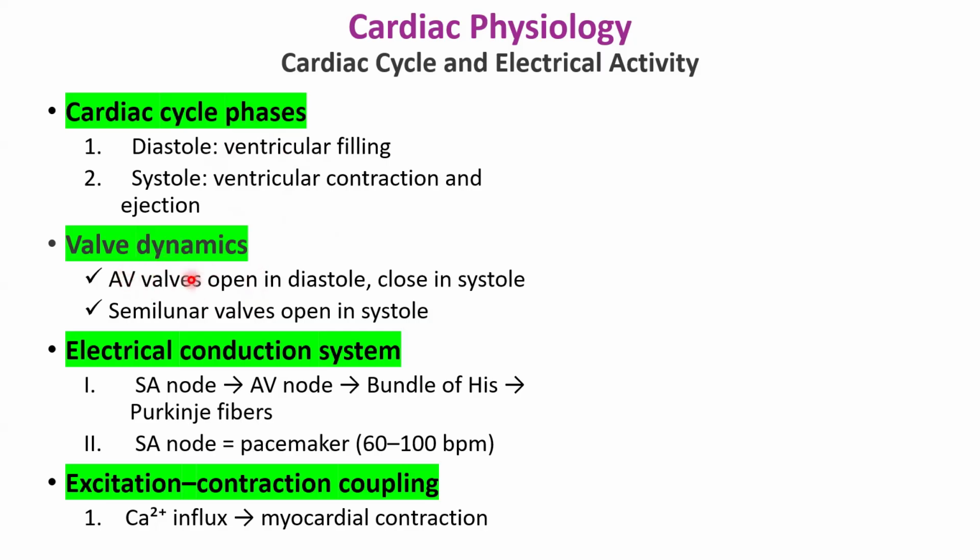So atrioventricular valves will open in diastole and close in systole, and then semilunar valves. Semilunar valves are the pulmonary and aortic valves, and they will open in systole because you want blood to go to the lungs and to the body.